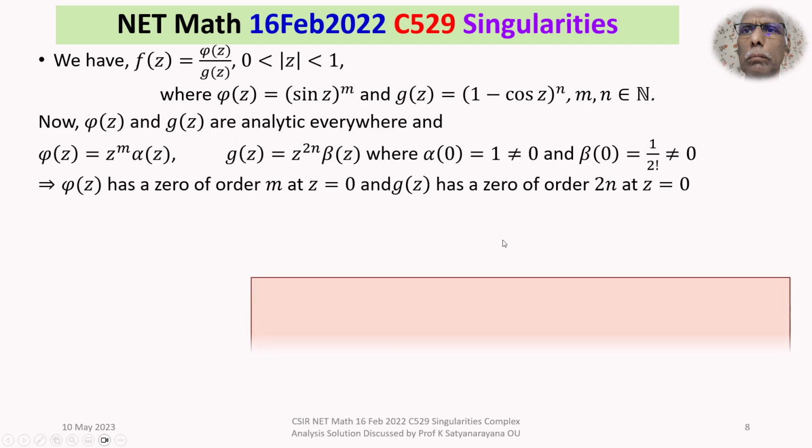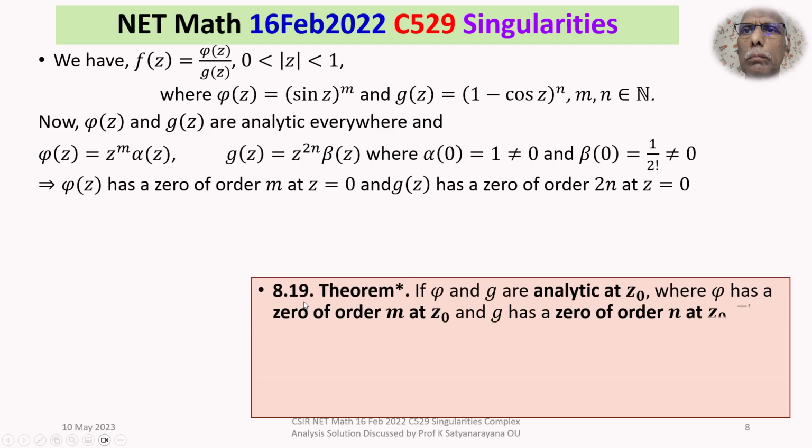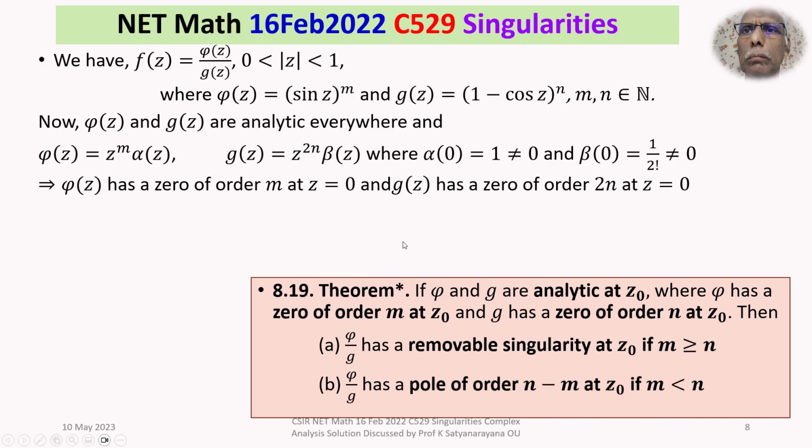Agreed. Let us recall theorem 8.19 from the book of Ponnusamy, that is Foundations of Complex Analysis, and the theorem is here. We have already seen it in the beginning itself, and now in our case, in the place of n in the theorem, we have 2n, and m is the same.